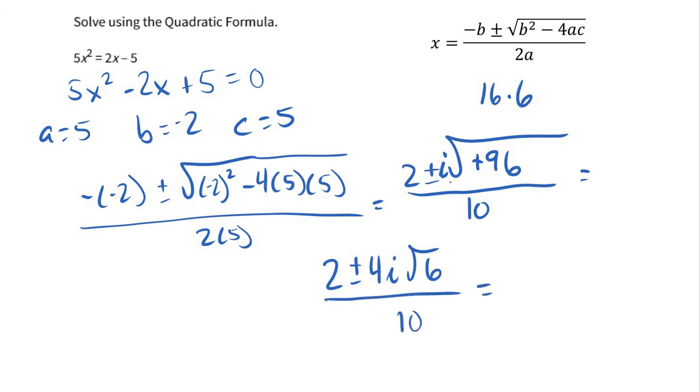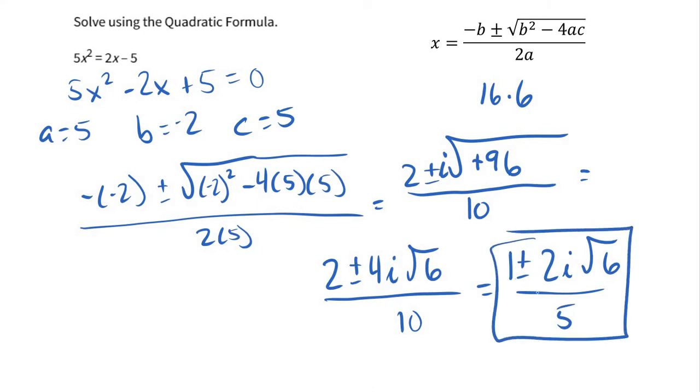And again, notice I didn't simplify that yet. Wait till the end. 2 over 10 would reduce to 1/5. So I have 1 plus or minus 4/10 divided 2 out. 2, got my i there. Square root of 6 all over 5. Hey, complex solution, real solution, irrational solution, doesn't matter. Quadratic formula will solve them all. And so want to get a little practice today. Feel good about that process.